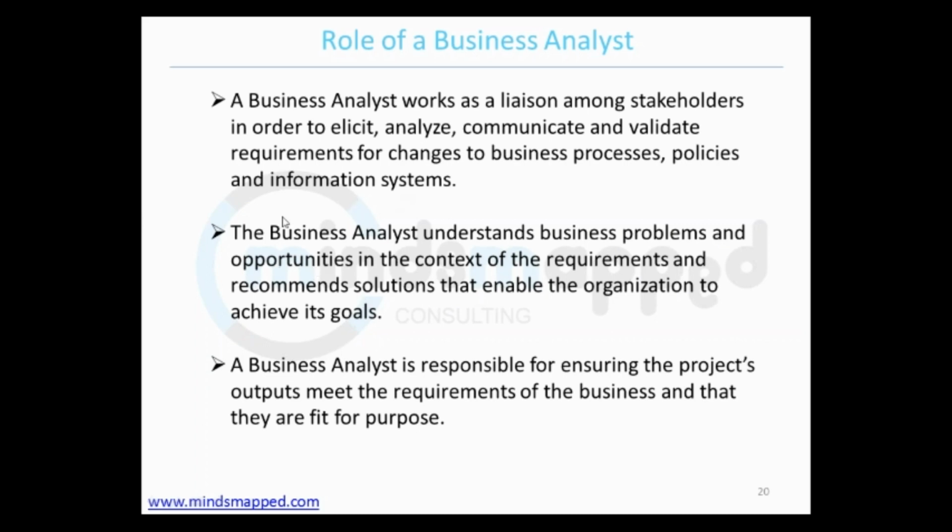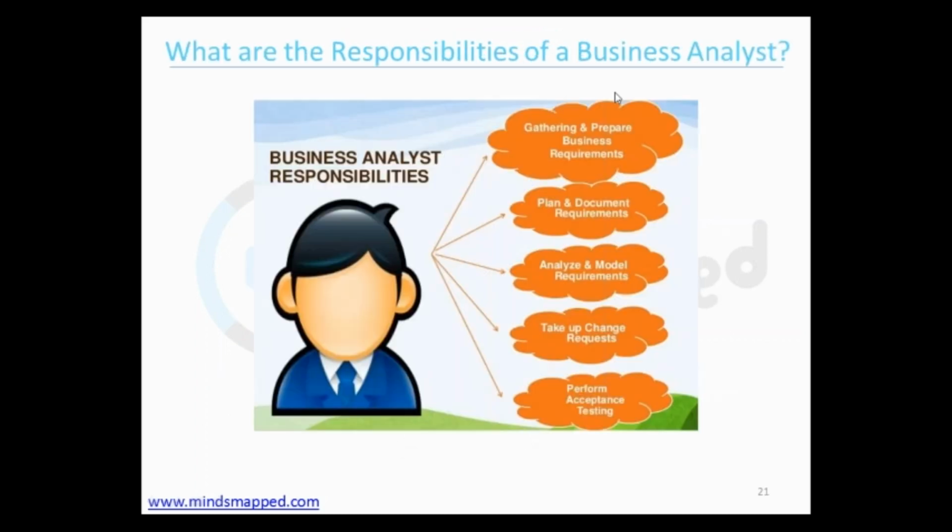We have covered pretty much all of these statements through examples. So a business analyst is responsible for ensuring the project's output meets, that is the validation in the UAT phase. So these are the responsibilities of business analyst: gathering and preparing business requirements, planning and documenting the requirement, analyzing and modeling requirements, taking up change requests, performing acceptance testing. Each of these 5 things we would be covering in the 6 knowledge areas in our subsequent sessions.